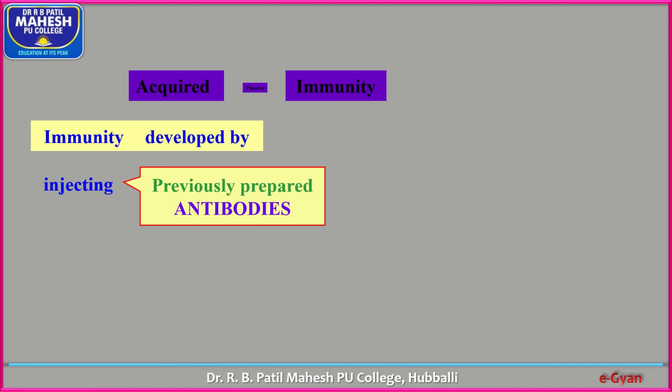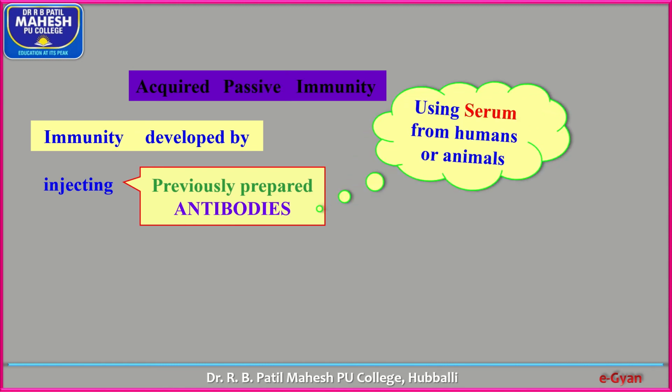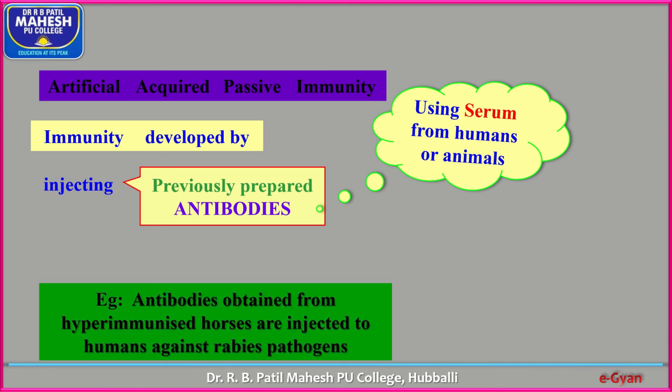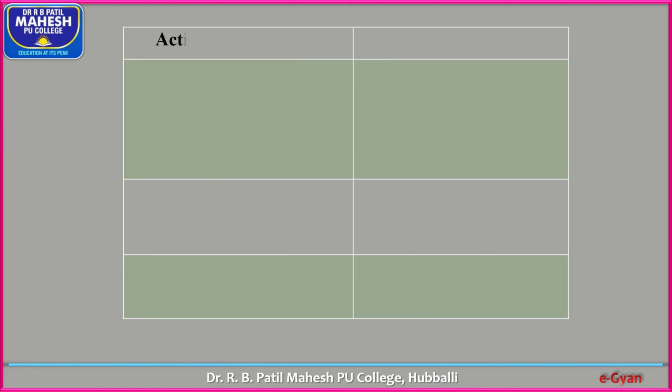That's why, injecting antibodies which are produced in one living organism and transferred to another living organism using the serum of humans or animals is called artificial acquired passive immunity. Antibodies obtained from hyperimmunized horses are injected into humans against the rabies pathogens.